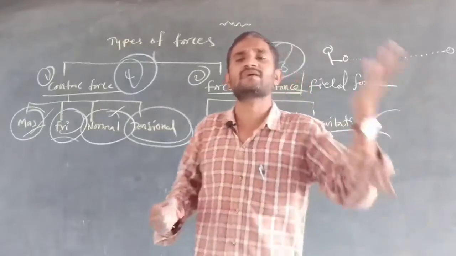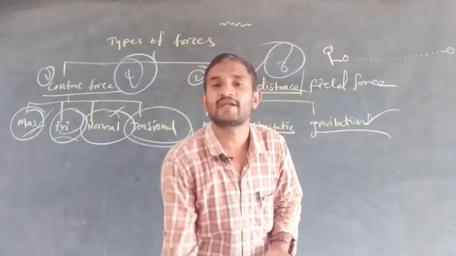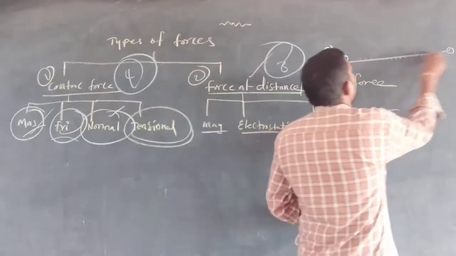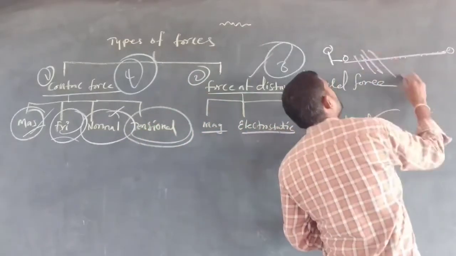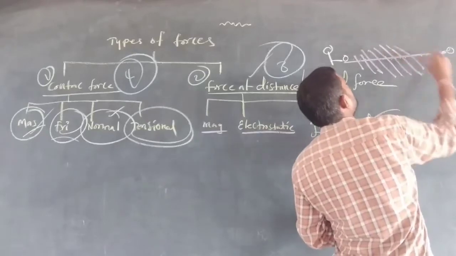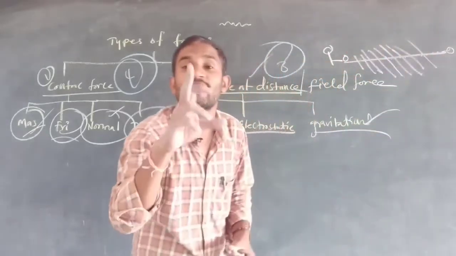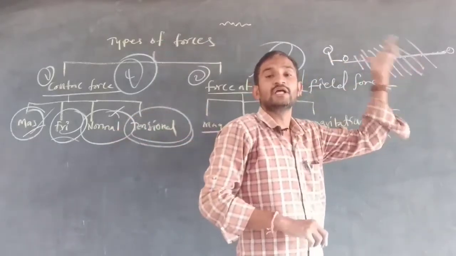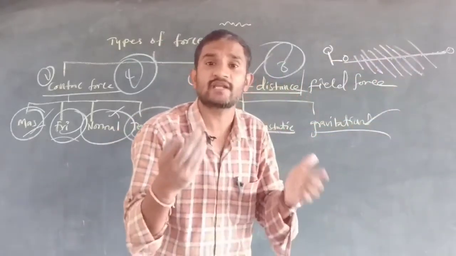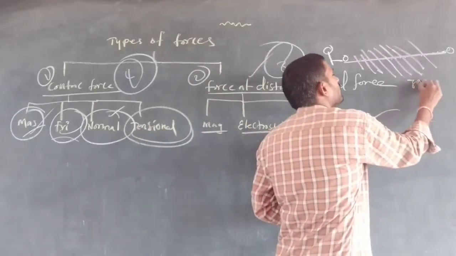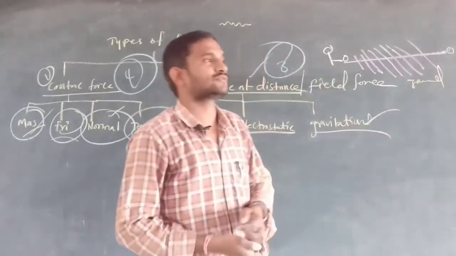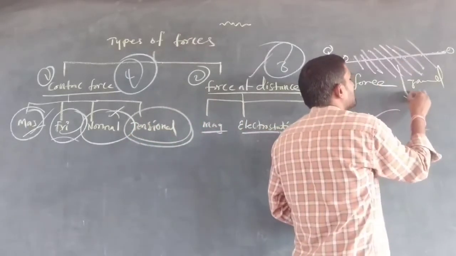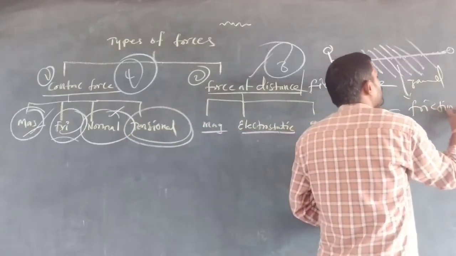Why is it reducing? Because some kind of forces are working against this ball while it is moving. These forces are working against the ball from the ground. The forces are working against the move of the ball. These forces we have to consider as frictional force.